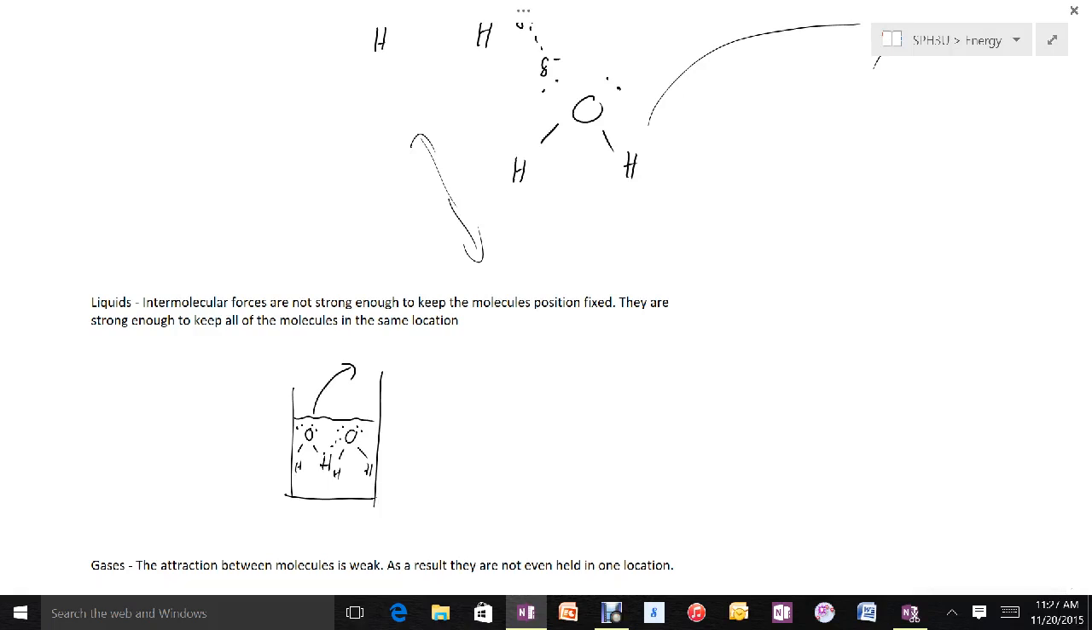So a liquid, as a result, has a fixed volume. All the molecules stay in the same general area. Alternatively, though, it does not have a fixed shape. The intermolecular forces are not able to keep those molecules in the location where they started.